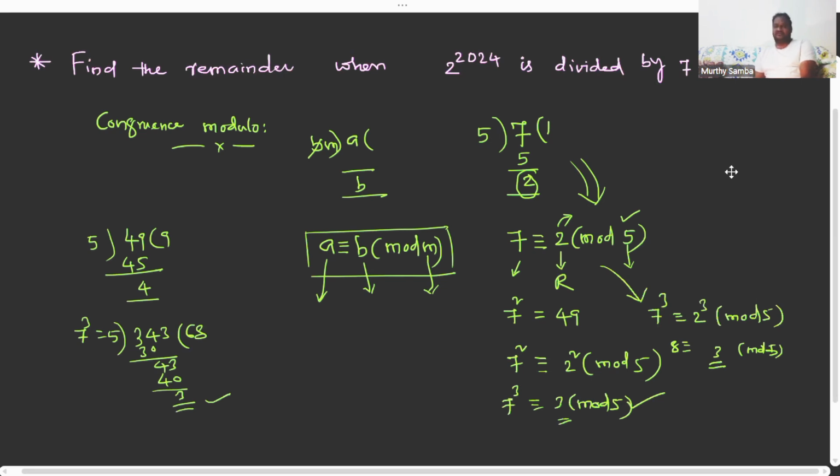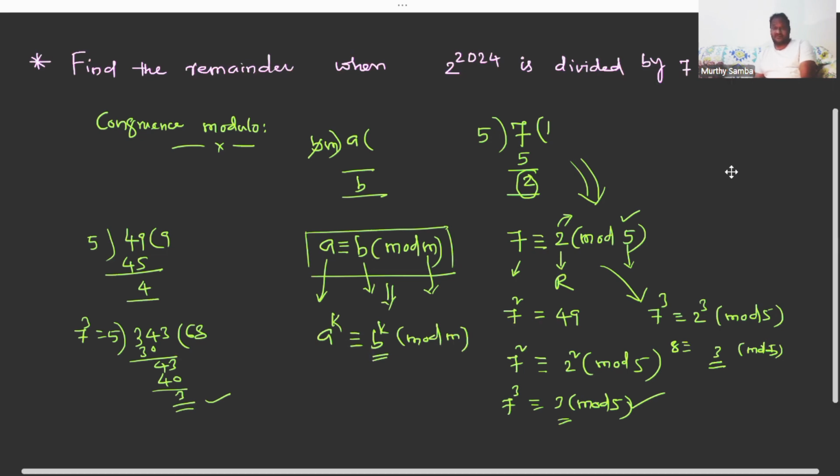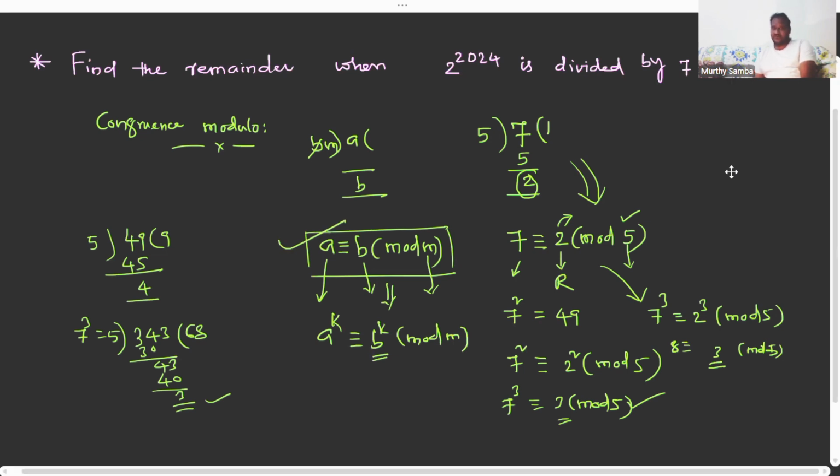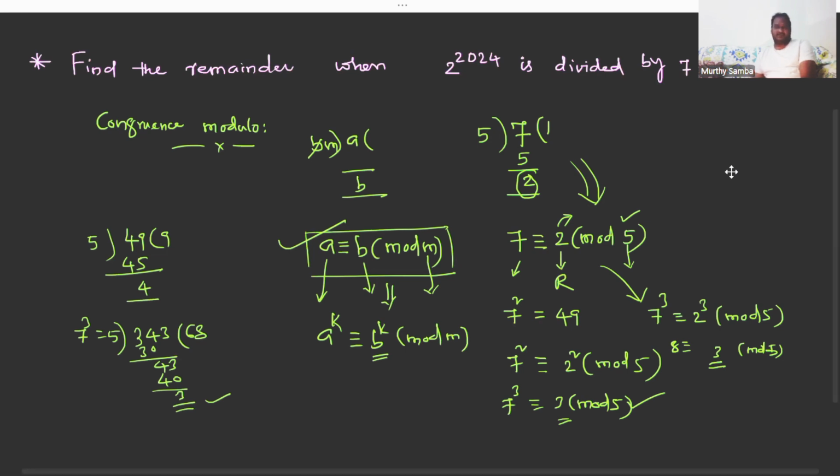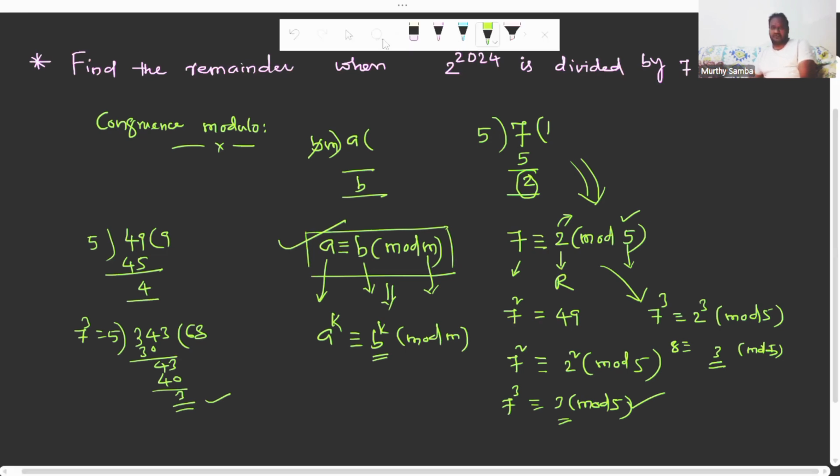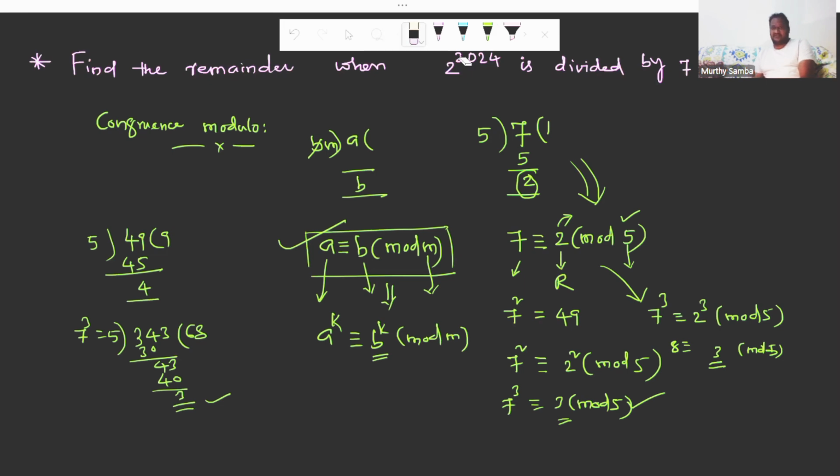Therefore, we can conclude that when A is congruent to B modulo M, then A power K is congruent to B power K modulo M, provided B power K should be smaller than M. Of course, we know that because this is a division process. Okay, you have to remember this. When A is congruent to B modulo M, then A power K is congruent to B power K modulo M. Fine. And one more rule I would like to discuss here. 7 is congruent to 2 modulo 5, right?